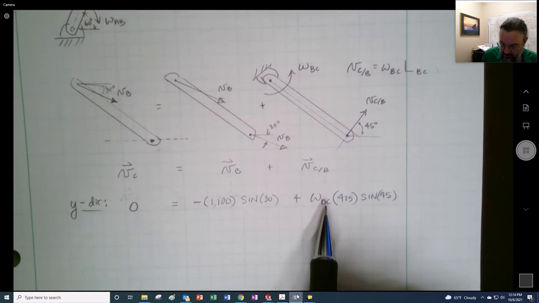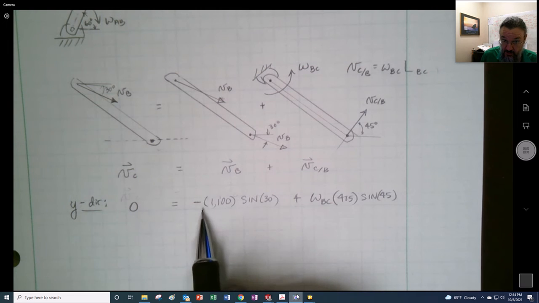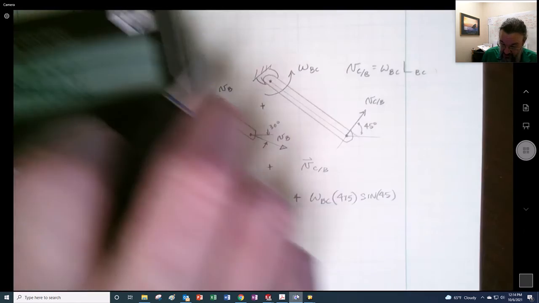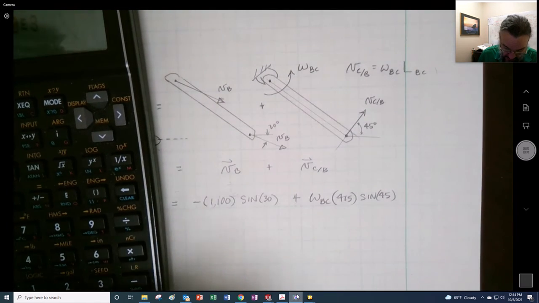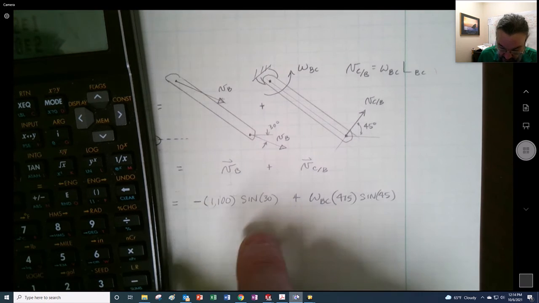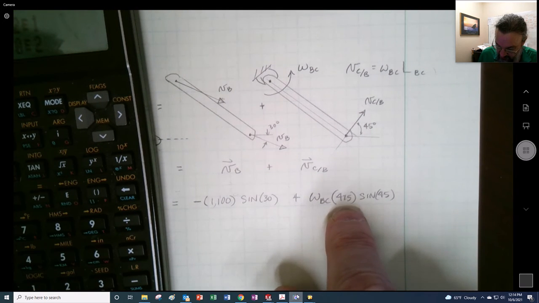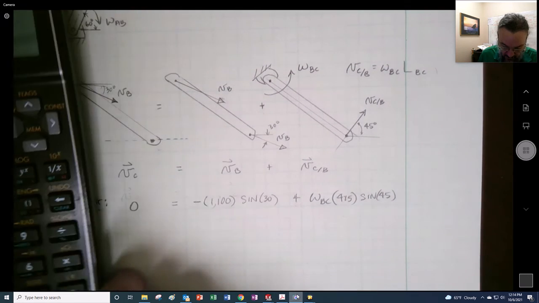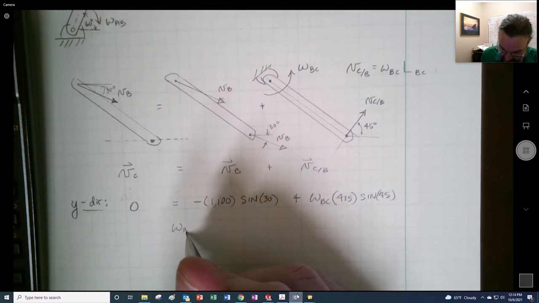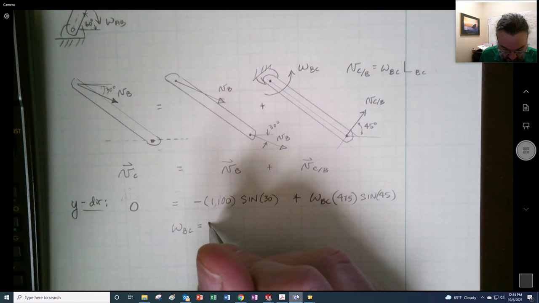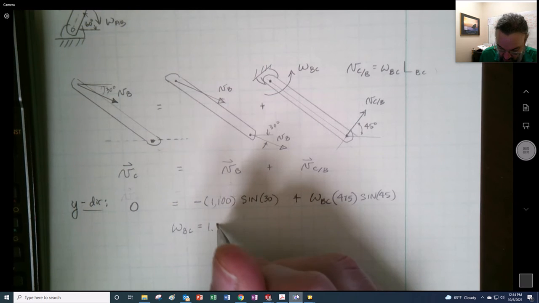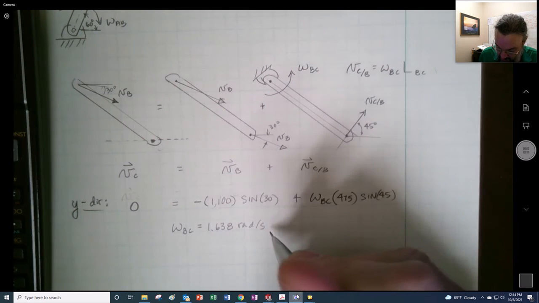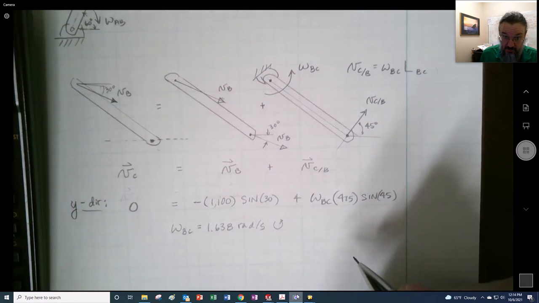So actually, we got the direction on accident. We got it correct because we know that's going to be negative and that's going to be positive to make that 0, right? So we can actually solve. Multiply 1,100 times the sine of 30, so 550, and then divide by 475 and divide by the sine of 45, and what we find is omega BC is going to be equal to 1.638 radians per second, and we note that we got correct that it was counterclockwise, so that's good.